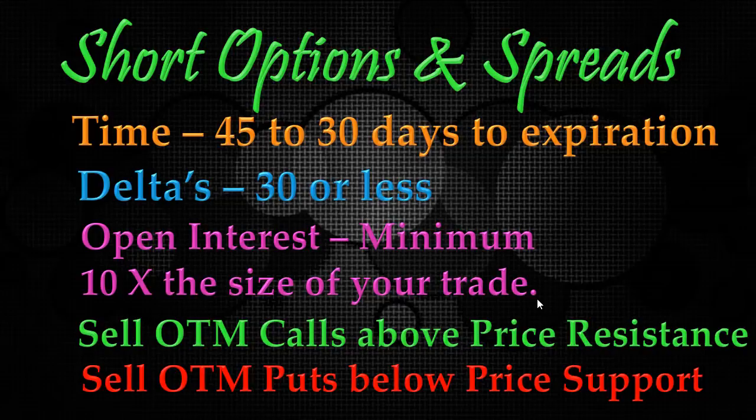We want to be selling deltas around 30 or less. That 30 delta tells us that that option has only a 30% chance of being in the money at expiration. Consequently, that means we have a 70% probability of winning that trade. Okay, so we give them as little time as possible to be right, and we give them very little chance of being right with our deltas.